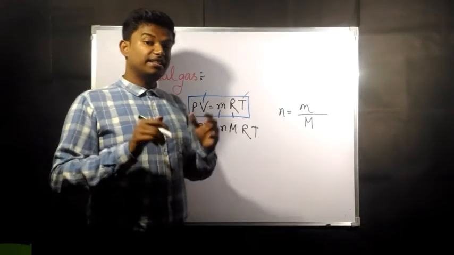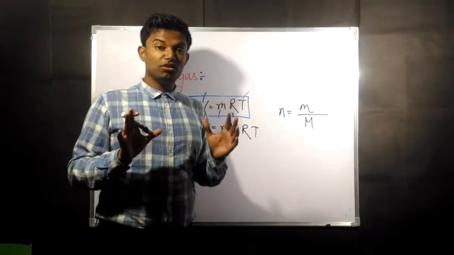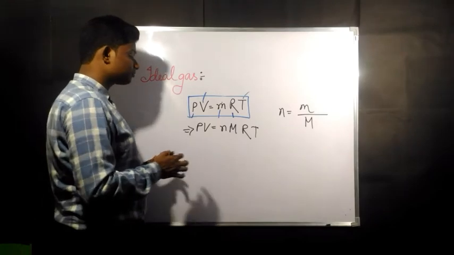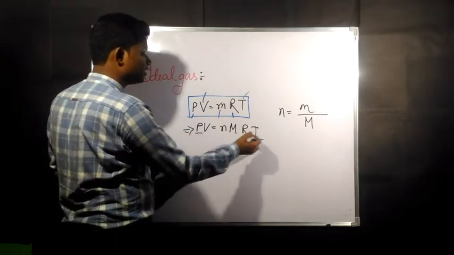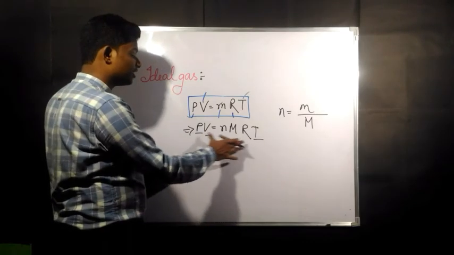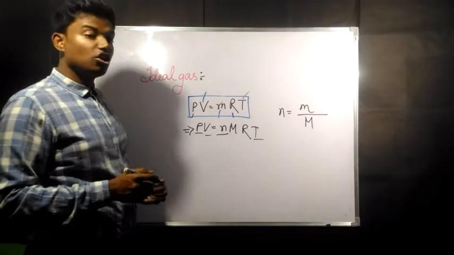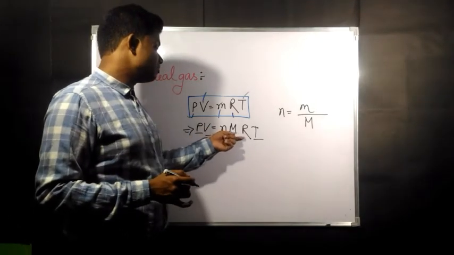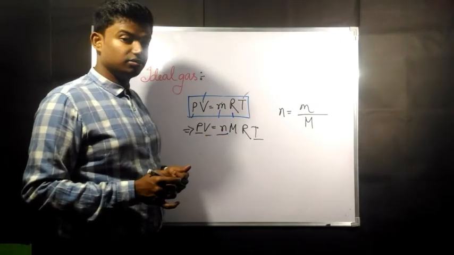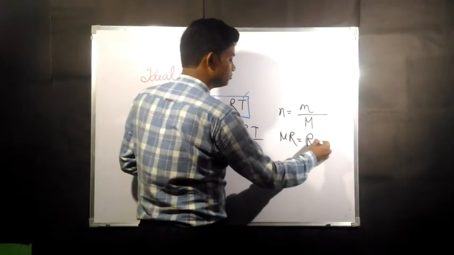For each and every temperature and pressure, there is a certain number of molecules which is constant according to Avogadro. He has taken pressure constant and temperature constant, so volume will automatically be constant. He has again said that for a certain temperature and pressure, the number of molecules is also constant, that means n is also constant. So to satisfy this equation, M into R is also going to be constant. This M into R is a constant which is known as Ru.